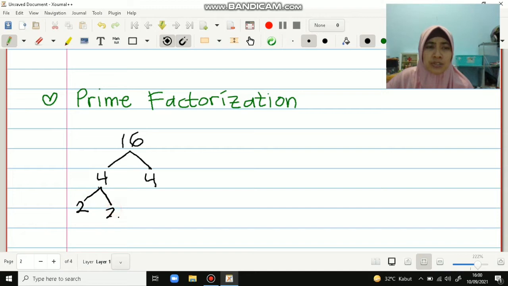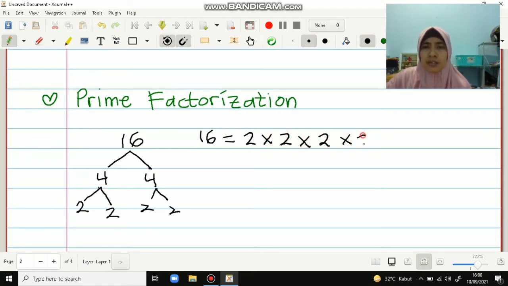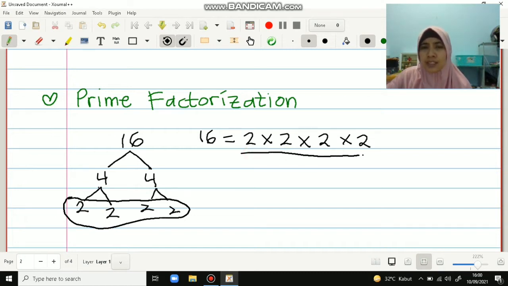It's 2 times 2. So this is also 2 times 2. Is it a prime? Yeah. 2 is a prime number, so you can stop the process here. So the prime factorization for 16 is 2 times 2 times 2 times 2. These are the prime factors we get, and we write them down as a multiplication. This is what we call prime factorization.